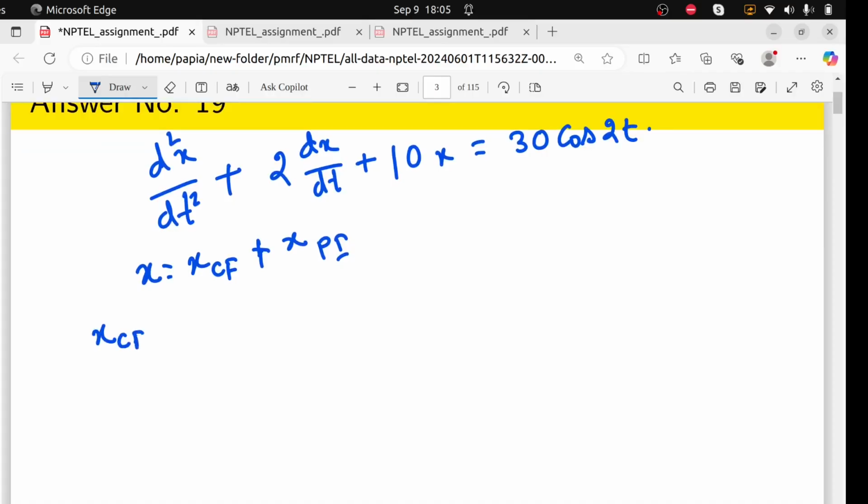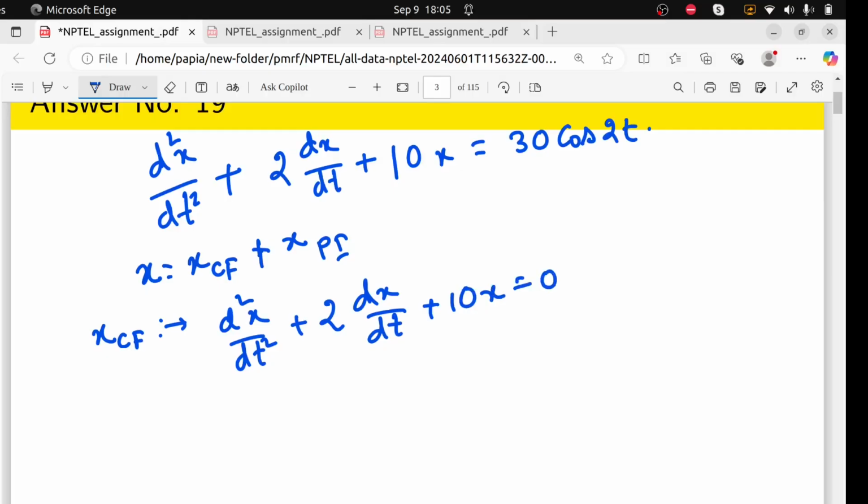To calculate x_CF, we make this equation a homogeneous differential equation: d2x/dt2 + 2 dx/dt + 10x = 0. This is my CF calculation expression. Let's say x is e to the power mt. Then it will be m square plus 2m plus 10 equals 0.